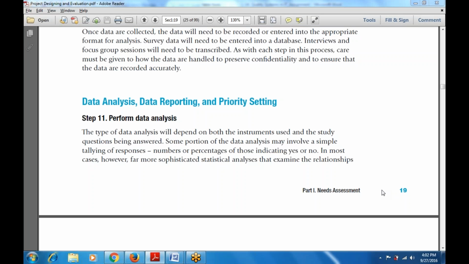In the last class, we finished the two parts, that is the planning and the data collection. Now, the next part, the third phase of the needs assessment, is data analysis, data reporting, and priority setting. What are the various data analysis phases? How do we generate the report, and what is priority setting? This includes four steps.